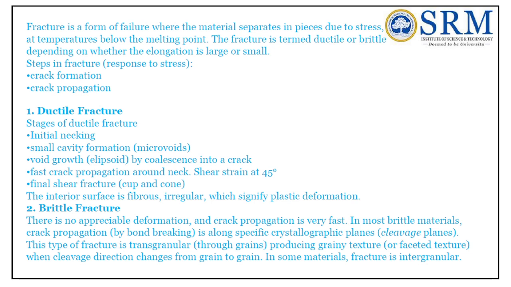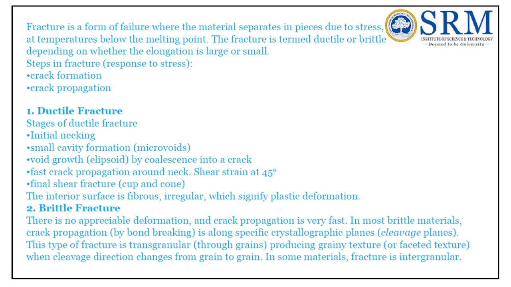Coming to the brittle fracture, there is no appreciable deformation and crack propagation is very fast in case of brittle fracture. In most brittle materials, crack propagation by bond breaking is along specified crystallographic planes, that is cleavage planes. This type of fracture is transgranular, that is the crack propagates through the grains producing a grainy or faceted texture with the cleavage direction changing from grain to grain.